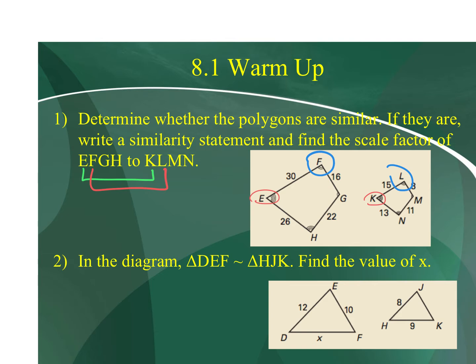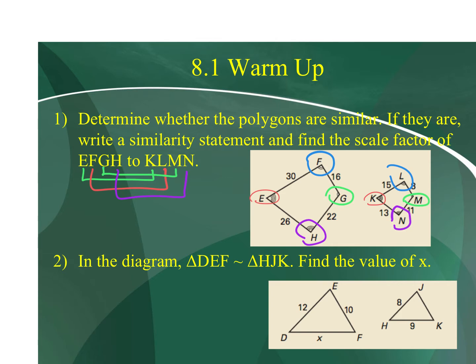And then if we go here to G and M, it's got a single mark. That's good. And then if I do the last one, H and N, it's got 3, and so does N. So all the angles match up perfectly. Now let's go ahead and check for the sides to make sure that they are proportional.